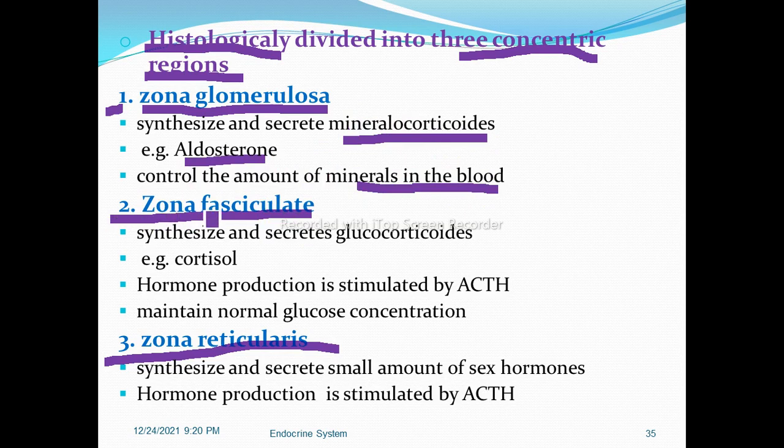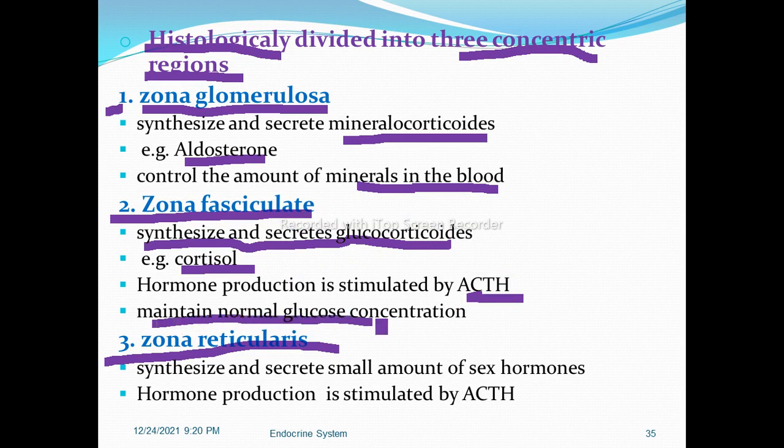The second one is zona fasciculata. This is responsible for synthesizing and secreting glucocorticoids, for example cortisol. This hormone production is stimulated by adrenocorticotrophic hormone of the anterior pituitary gland. So the anterior pituitary gland acts on zona fasciculata to secrete cortisol. The function of zona fasciculata is to maintain normal glucose concentration in the blood.